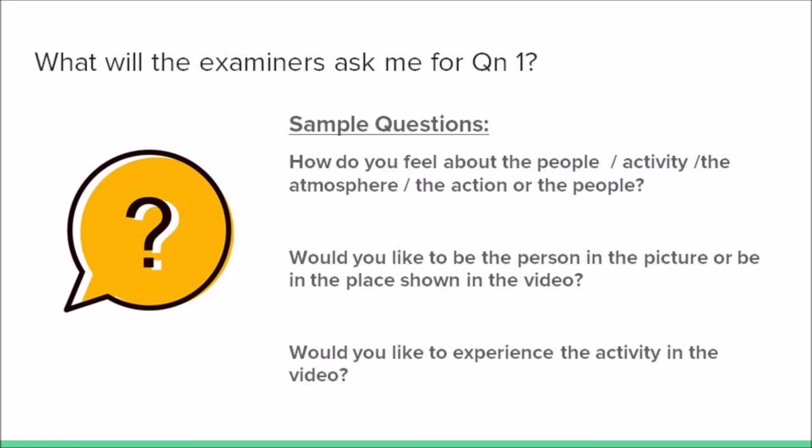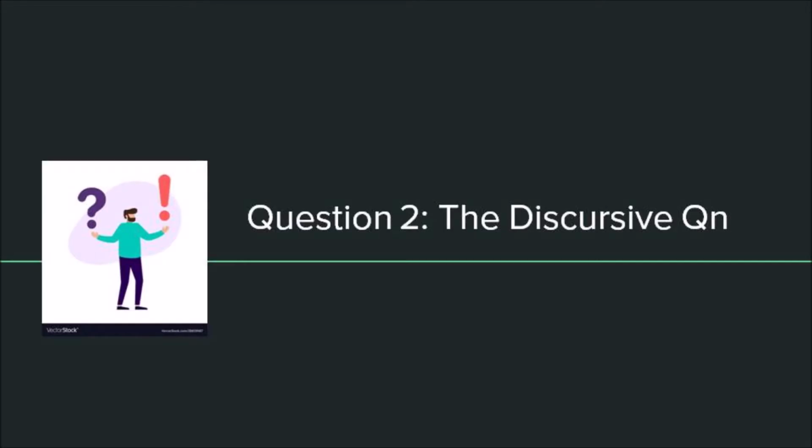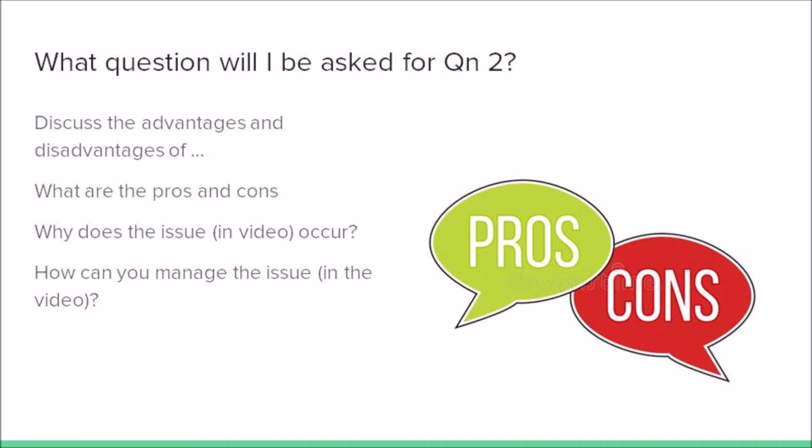What will examiners ask me for question 1? Some sample questions will be, how do you feel about the people? What activity is it? What are the people doing? Would you like to be the person in the picture or be in the place shown in the video? Would you like to experience the activity in the video? Question 2, the discursive question. What question will I be asked for question 2?